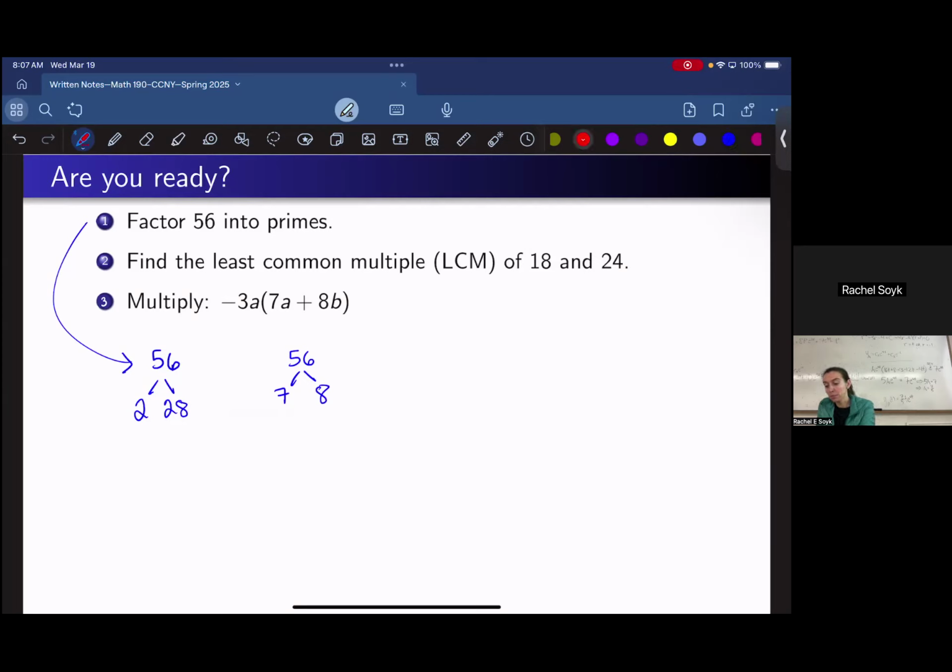2 is prime, so we'll circle that because we're done on that left-hand side. And then we have to keep going for 28. We can break that up into 2 and 14. Once again, 2 is prime. 14 can be broken up into 2 and 7, and 2 and 7 are both prime. So if we wanted to write this in terms of primes, we would simply have 2 times 2 times 2, also known as 2 to the 3rd power, times our 7.